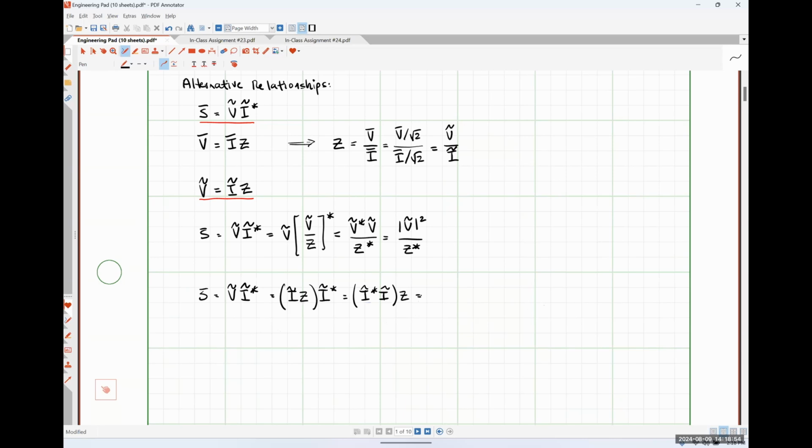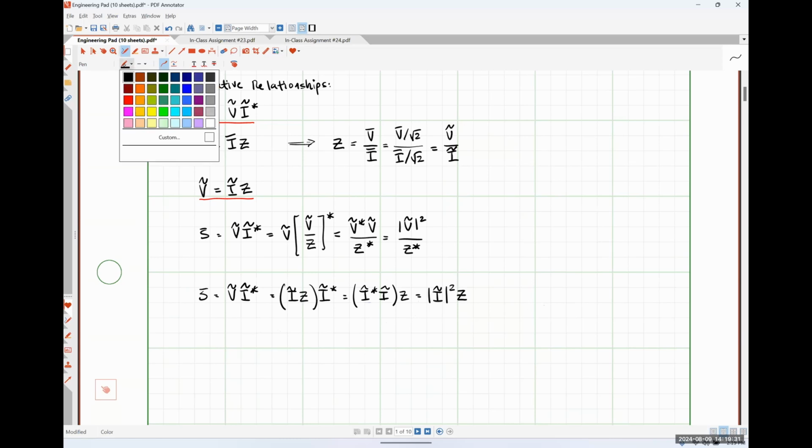Well, what should I conjugate times I be? The magnitude of I squared. Exactly right. So now we just need to know the magnitude of the current, square it, and multiply it by the impedance. And that gives us our complex power. So using this relationship, if we know impedance, we literally only need to know the magnitude of the current in order to calculate our complex power.